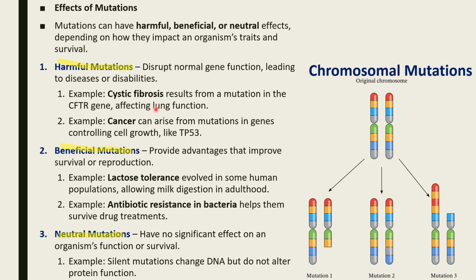For example, cystic fibrosis and cancer, which we already studied in the previous slide. And beneficial, like lactose tolerance and antibiotic resistance in bacteria, which is a good beneficial mutation. And neutral is the silent mutation, which changes DNA but does not alter protein function.